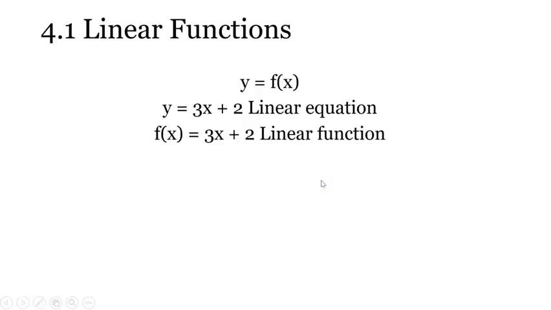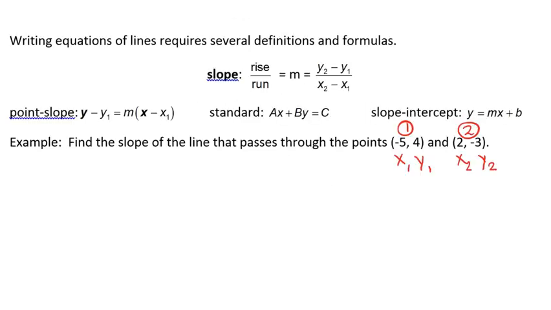So let's review just a little bit of some of the things that we know about linear equations and therefore linear functions. All right, so remember some of the formulas that we worked with back in section 2.2. These are actually the notes from 2.2. So slope is rise over run. We usually represent it with an m, and it's y2 minus y1 over x2 minus x1.